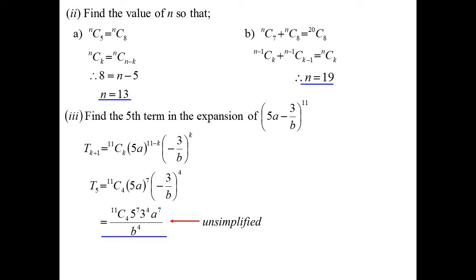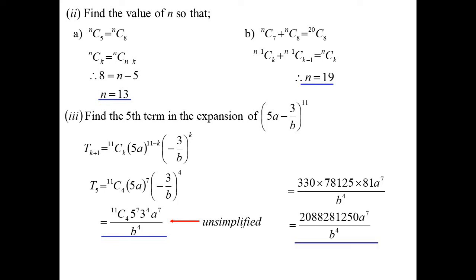If I was to work that out, we get 330 times 78,125 times 81, a to the power of 7 on b to the power of 4, and we get this very large number on top, a to the power of 7 on b to the power of 4. So sometimes it's okay to leave it in unsimplified form.